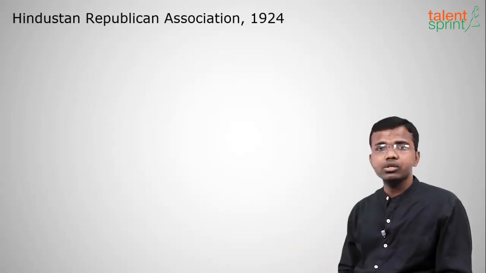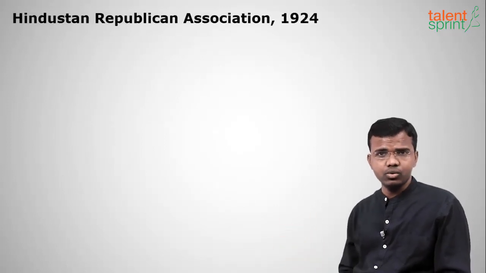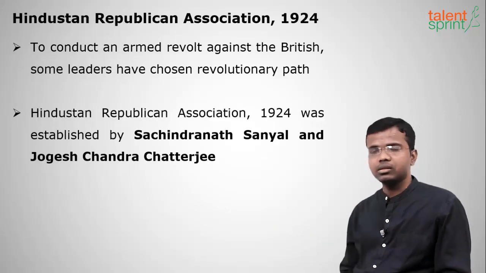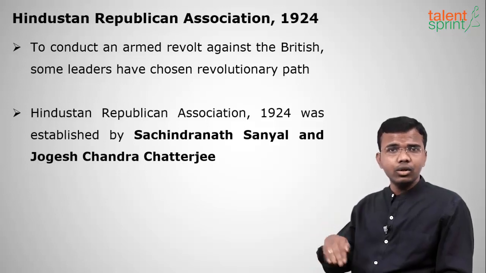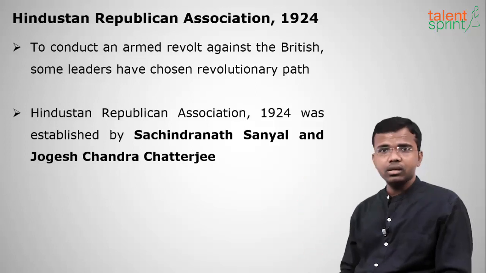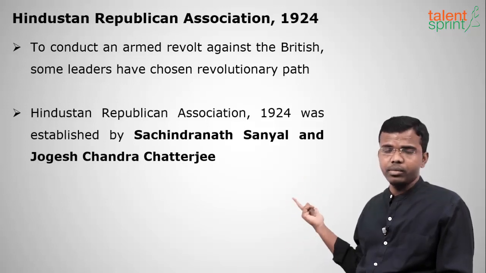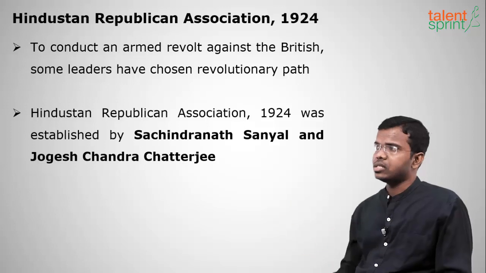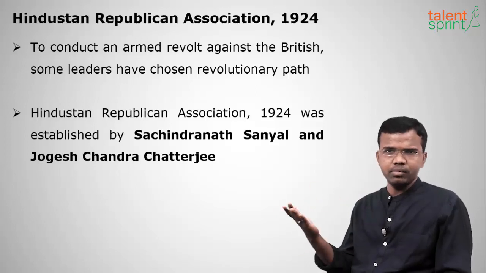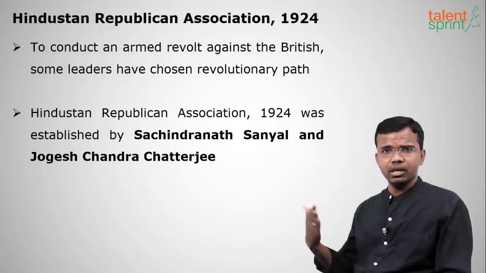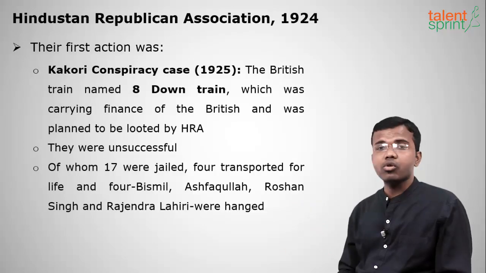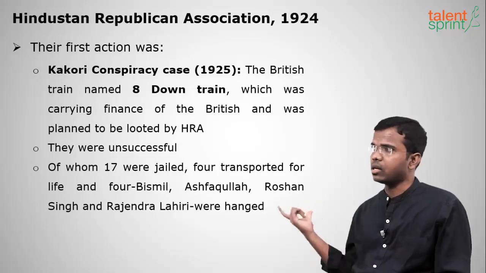The next event was the formation of the Hindustan Republic Association in 1924. So what happens during this? To conduct a revolutionary event, that means a violent event, the HRA will be formed under the leadership of Sachindranath Sanyal and Jogesh Chandra Chatterjee and some more people like Ram Prasad Bismil. Chandrasekhar Azad will also join later in 1924. And their first action was the Kakori conspiracy case in the year 1925.